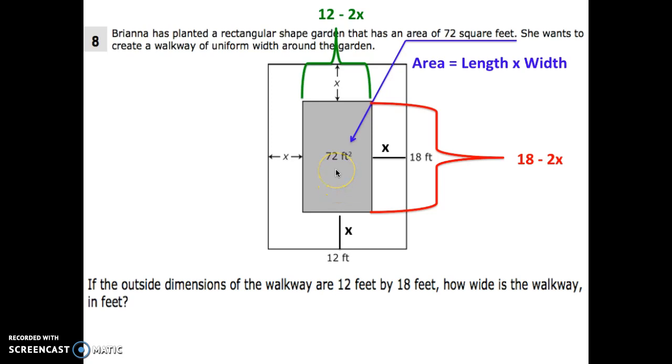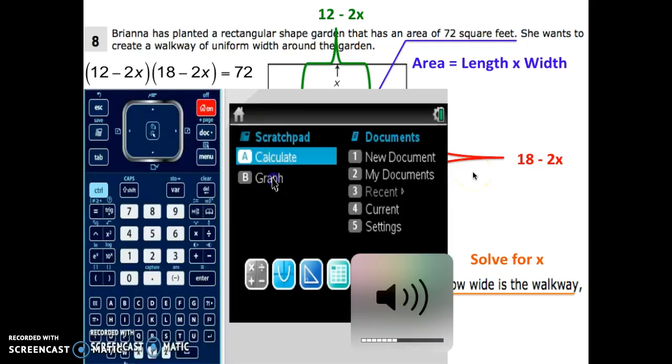And I can actually make an equation out of this. I can say that this length here, 12 minus 2x, times 18 minus 2x, has to equal the 72 square feet. So this is my equation. And now I can graph this using menu 5-1 and find my answer for x. When they're asking us how wide is the walkway, that's really just saying solve for x, because that's the unknown. So we graph it here.